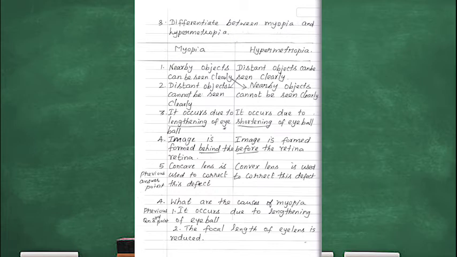Okay. Next one will be, what are the causes of myopia? This question also you take the answer from the previous answer. Okay, that is the third point. It occurs due to lengthening of eyeball. Same thing you can copy it. The next one you have to write, you have to study: the focal length of eye lens is reduced.